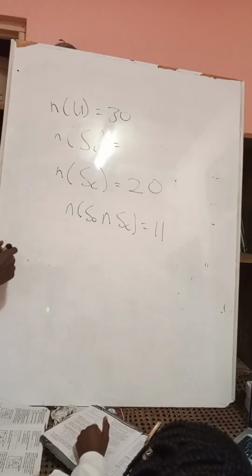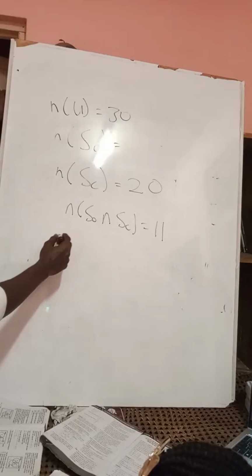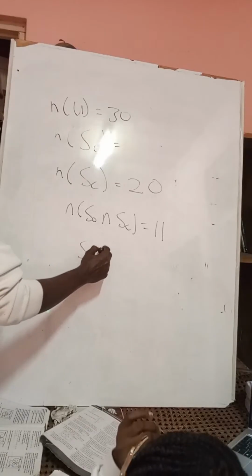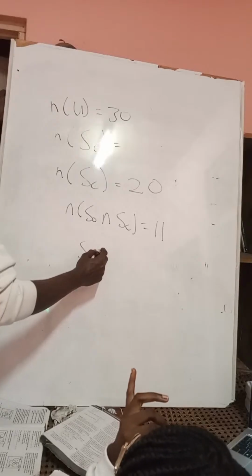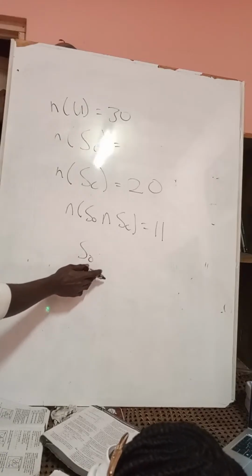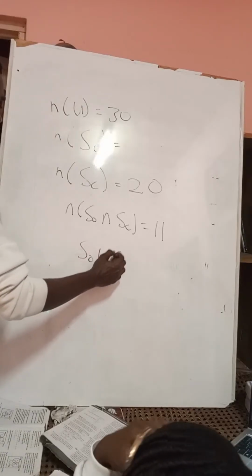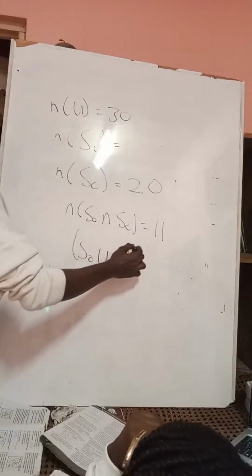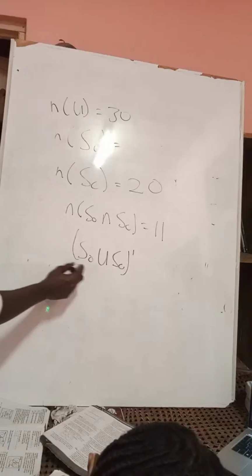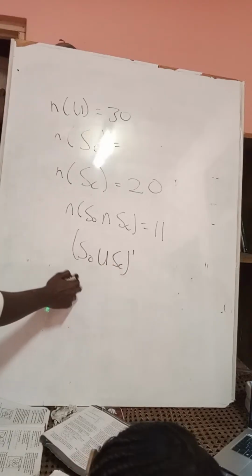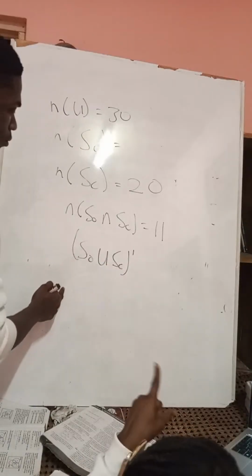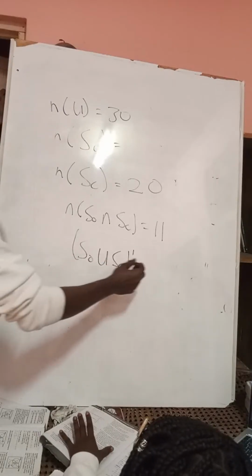So none. None is the intersection of complements, not region 4. So social studies union science, complement. S is representing social studies and then this one is science. It's 4.